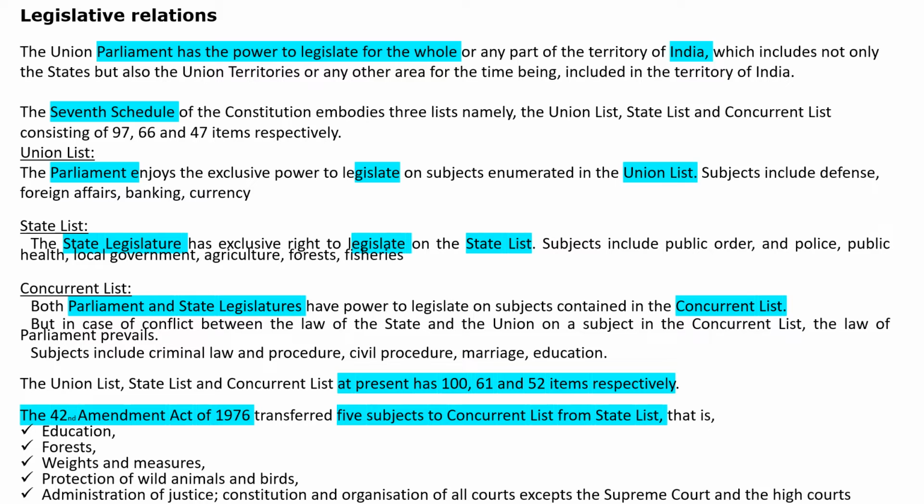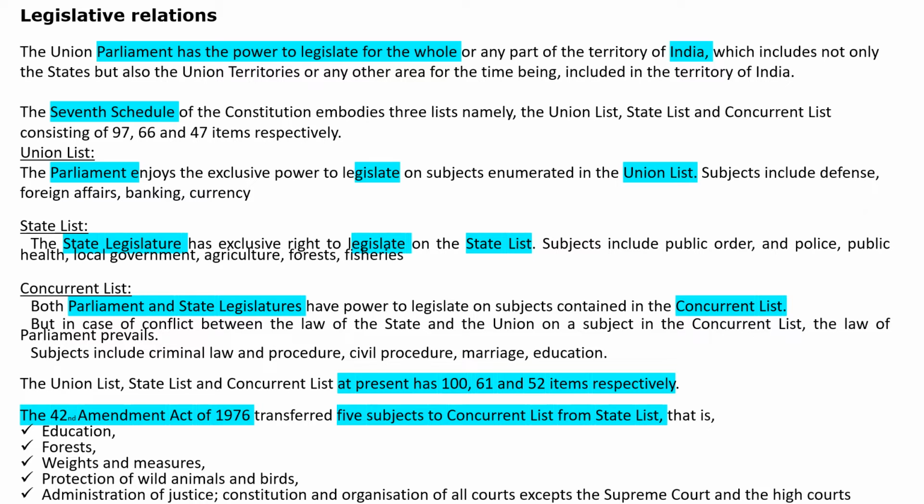Union List. The Parliament enjoys the exclusive power to legislate on subjects enumerated in the Union List. Subjects include defense, foreign affairs, banking, currency, etc. State List. The state legislature has the exclusive right to legislate on the State List. Subjects include public order, police, public health, local government, agriculture, forest, and fisheries.